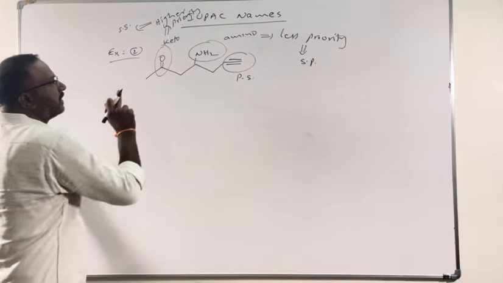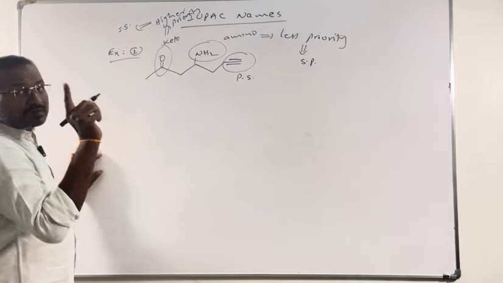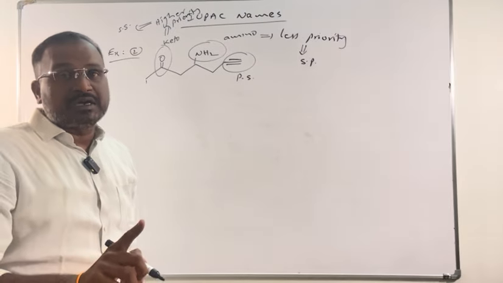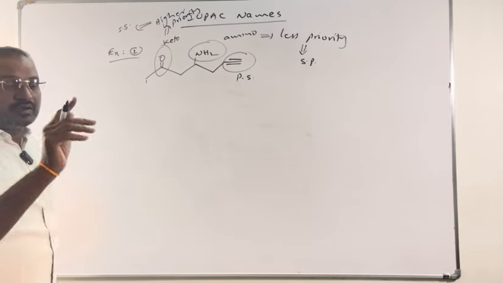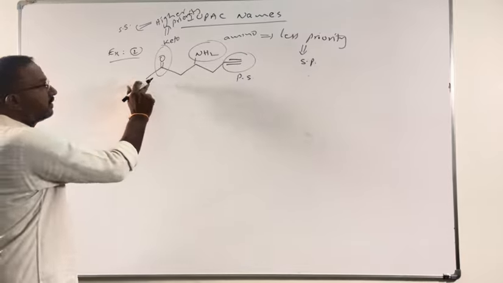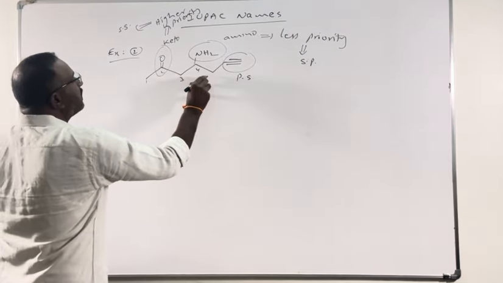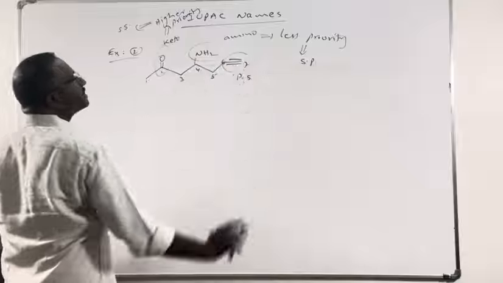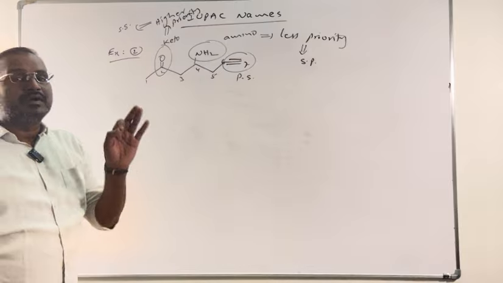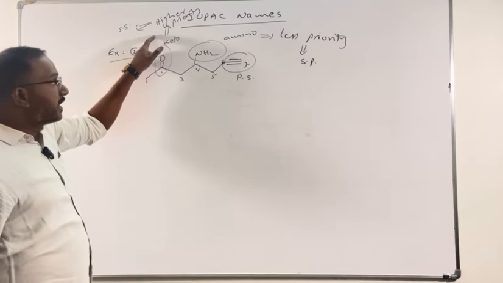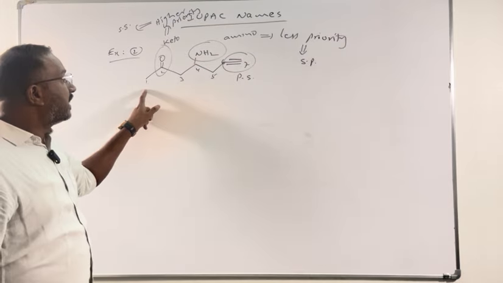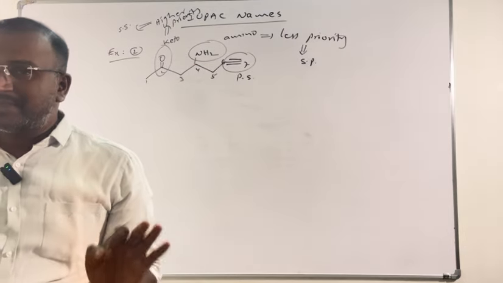After that, let me calculate the root word. How many carbons are there in the main chain? Already I told you the numbering should start from the high priority group. The group which comes under secondary suffix, from that we have to start the numbering. So I am starting here: 1, 2, 3, 4, 5, 6, 7. 7 carbons are there in the root word. That root word comes as what? Hept. This is the high priority functional group, this is the low priority functional group, and this is the primary suffix, and 7 carbons, hept, is the root word.